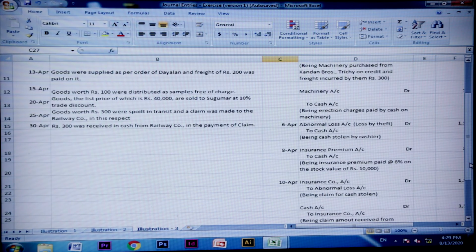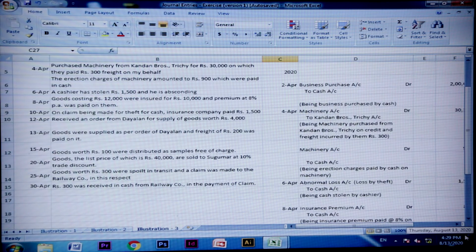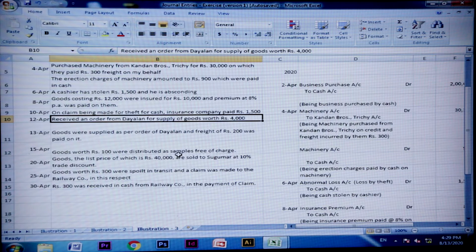So the next entry is on 12th April. Received an order from Dayalan for supply of goods worth rupees 4,000. When we explained the definition of accounting, we specified that any transaction which is in terms of money has to be recorded. Here, receiving an order does not reflect any money transaction. It is just an activity of a business, not a financial transaction. So no need to give a journal entry for this transaction. They have just received an order, so no need to post anything for this.